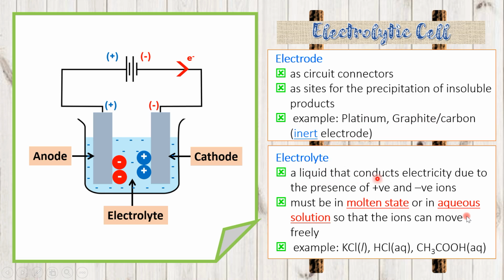Electrolyte is a liquid that conducts electricity due to the presence of positive and negative ions. Electrolyte must be in molten state or in aqueous solution so that the ions can move freely. For example, molten KCl, aqueous HCl, and aqueous ethanoic acid.